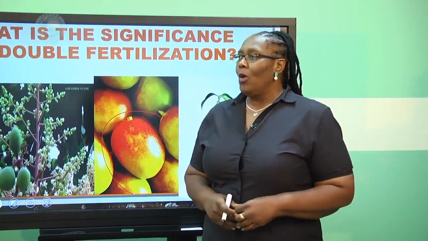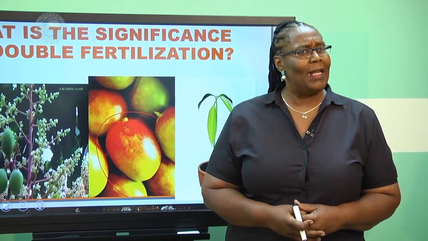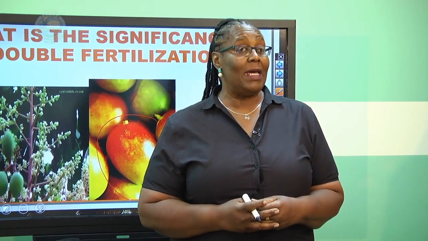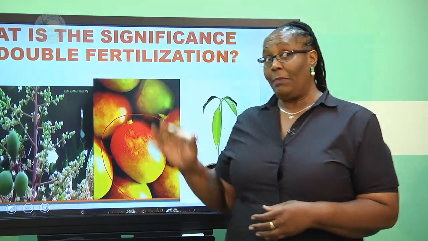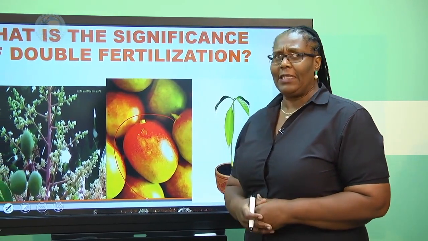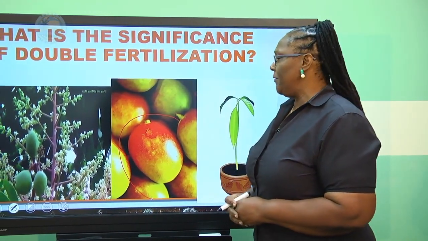Animals don't. We don't have double fertilization in animals. You simply have one fertilization for the meeting of the male and the female gamete. But in plants, we have this happening twice. We have double fertilization. What is the reason for this?